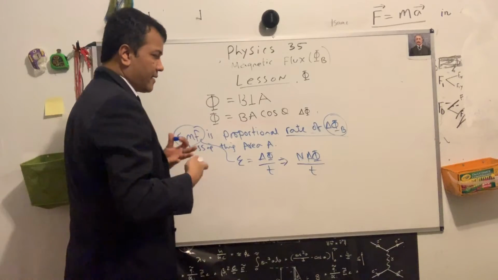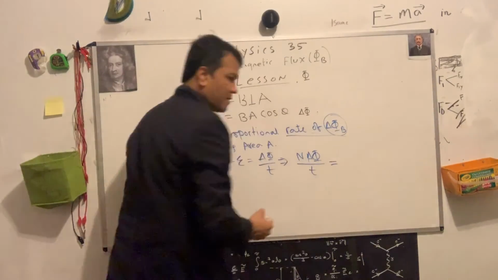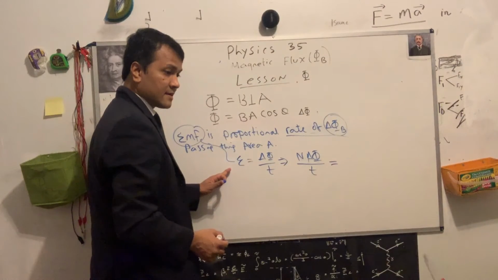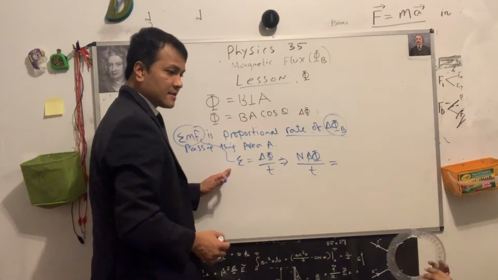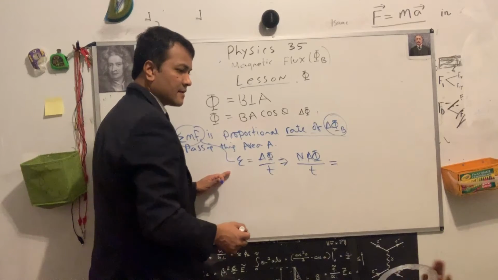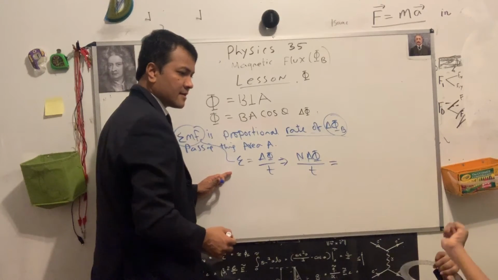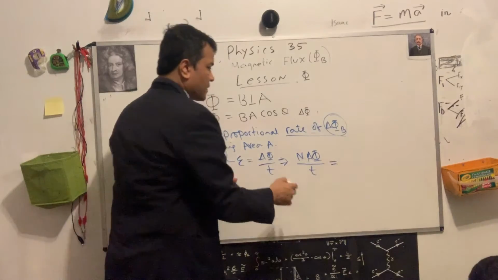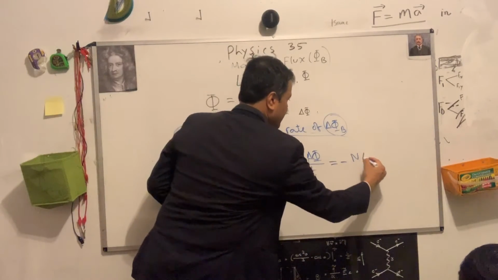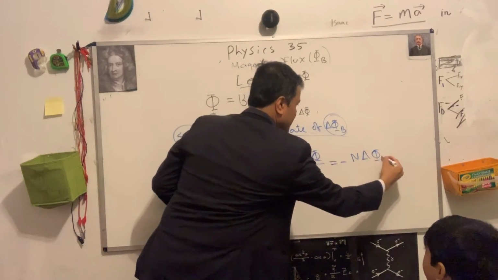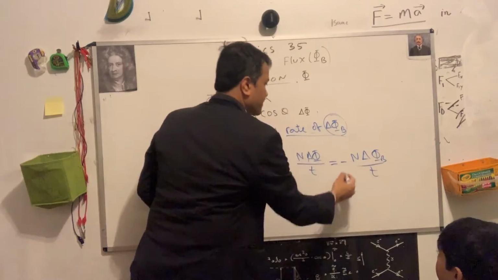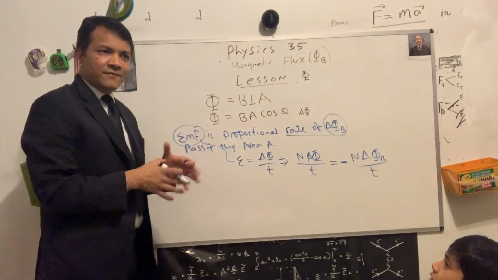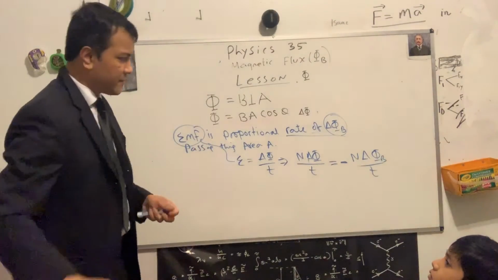Alright, now we're going to write the final version of the equation. So that means negative n delta flux over delta t. What is this negative thing? Negative is the direction of the induced current, EMF.